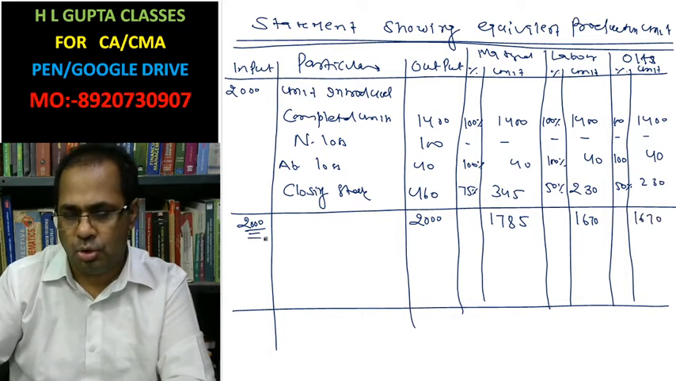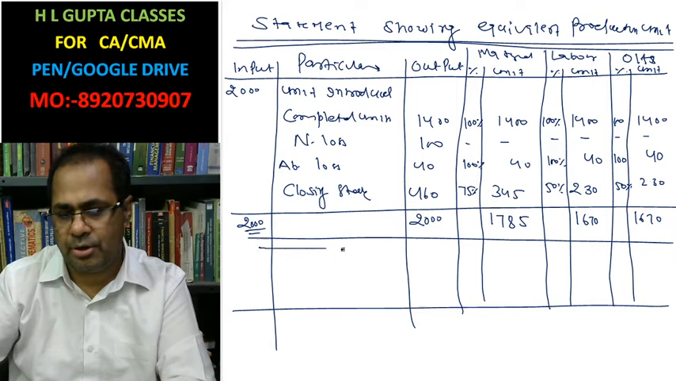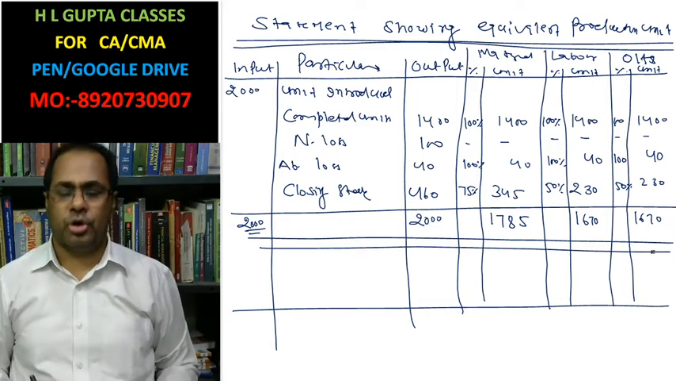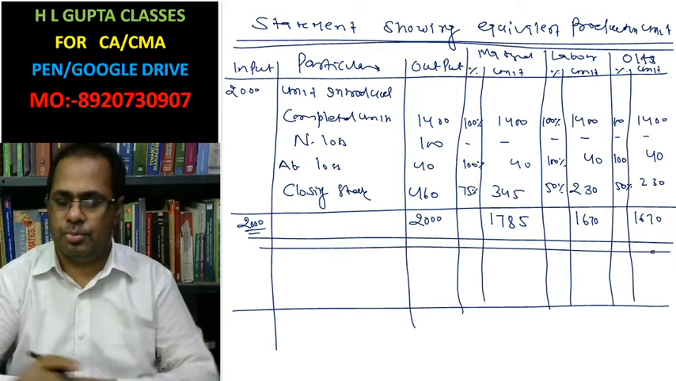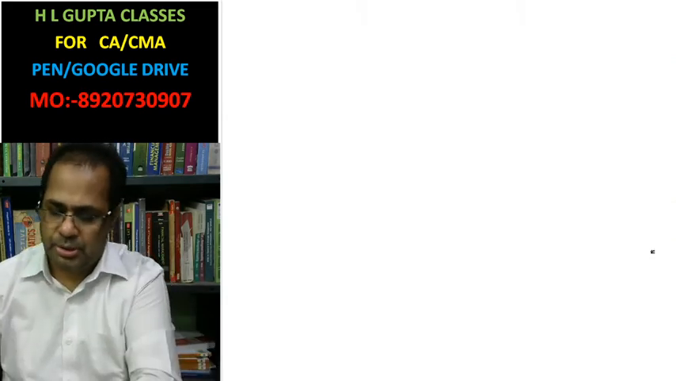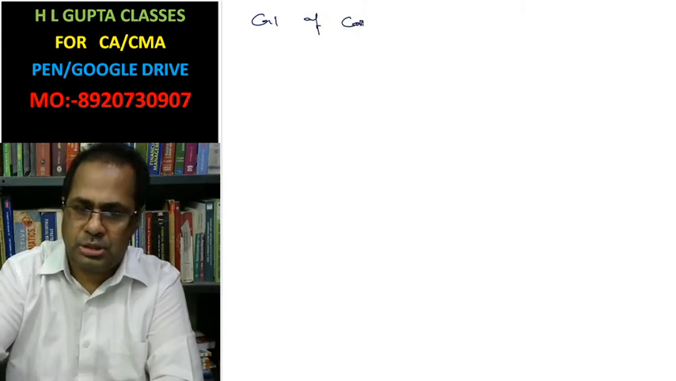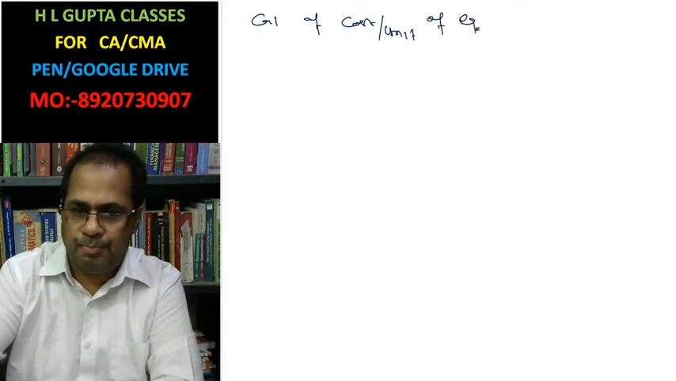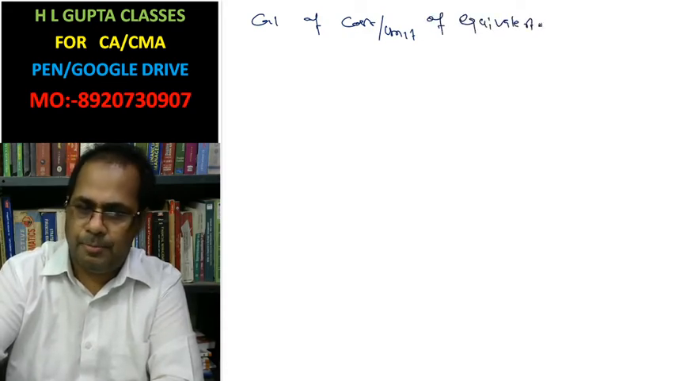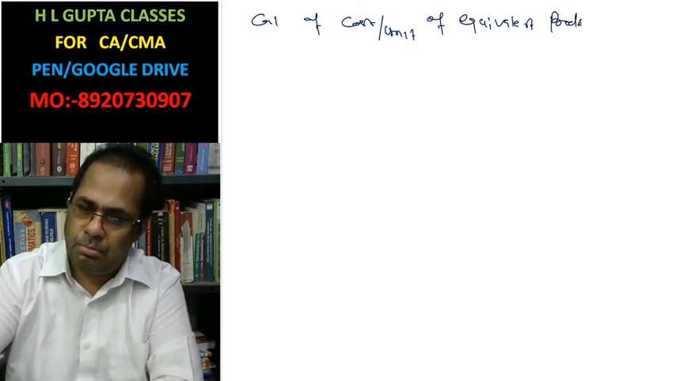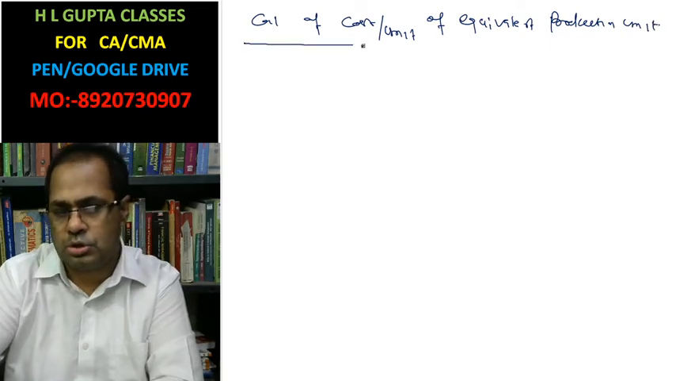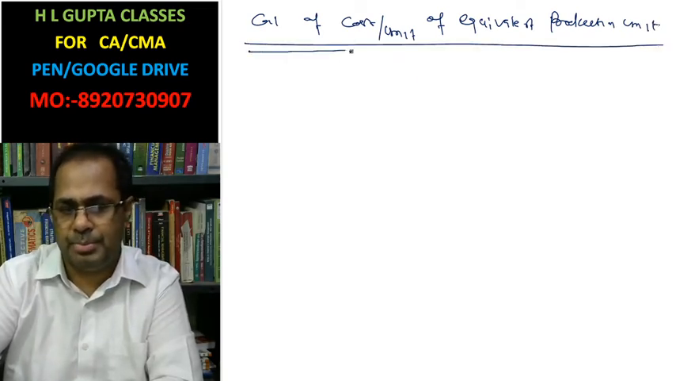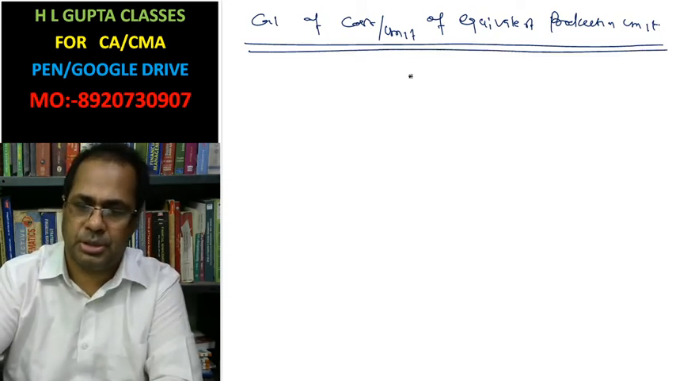1670. Okay, this is the statement showing equivalent production unit. Now we have to calculate cost per unit of equivalent production unit. Calculation of cost per unit of equivalent production unit. Cost per unit of equivalent production unit. Please try to see here.